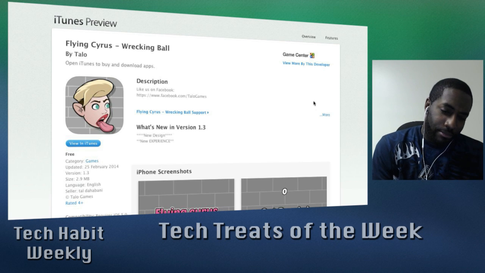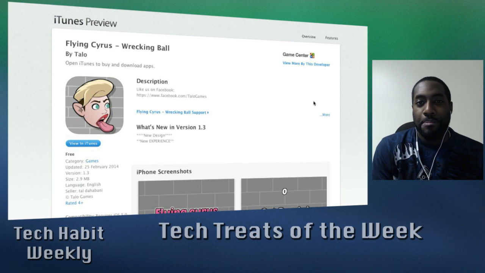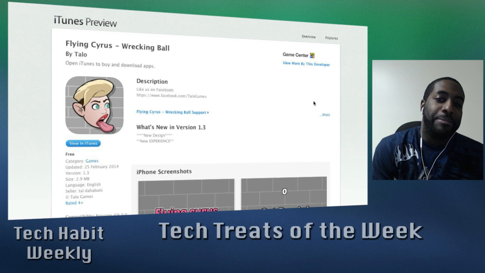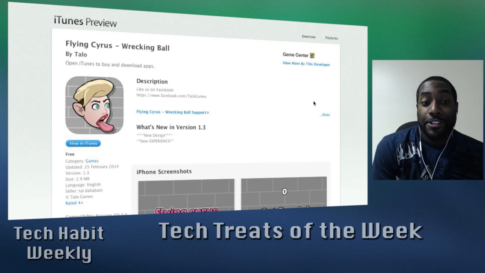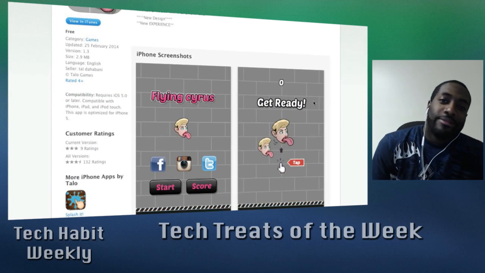Now there are some bugs with this thing. I mean, it's not as fluid as Flappy Bird. No, and the ads are very intrusive. Exactly, but basically you're just avoiding obstacles and getting medals and things like that, just like Flappy Bird. And this comes from Tallow Games. This is Miley Cyrus, Flying Cyrus Wrecking Ball app. Get it in the App Store and in the Google Play Store.